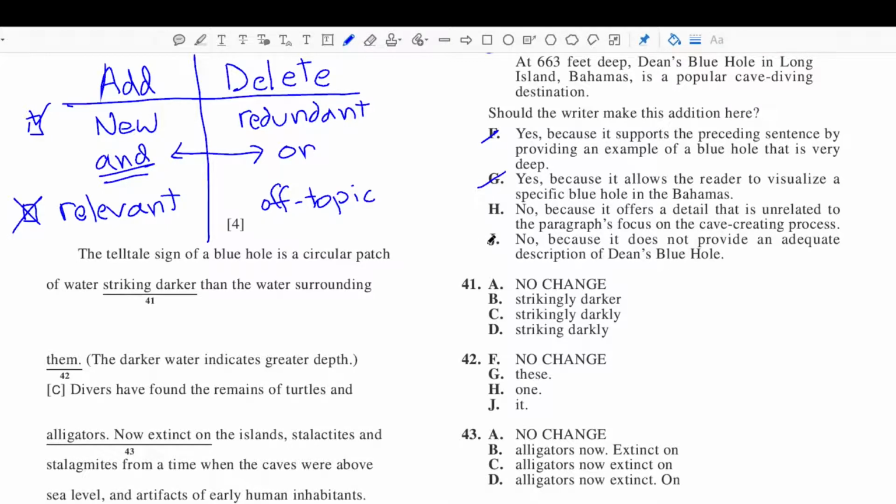Now, H and J, before you read the evidence, let's think in our minds, what type of evidence would we need in order for it to be H or J? Well, we need the evidence that says it's irrelevant. Whichever one says that in so many words is going to be the correct option. Why don't you read them and find the one that says in some other words that it's not relevant?